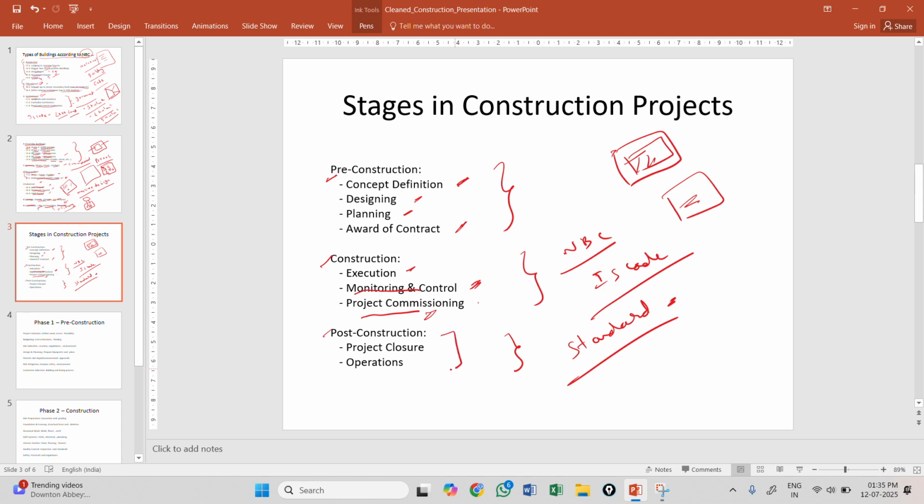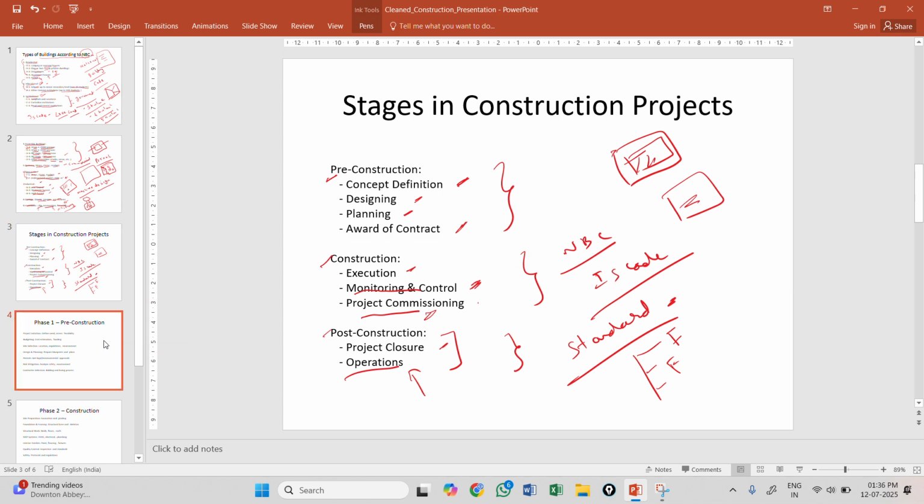Next is post-construction. How did the operation go? How is it going? Are we going to close the project this year or this month? How is it going to be? What are the pending works? All those things come under post-construction projects.